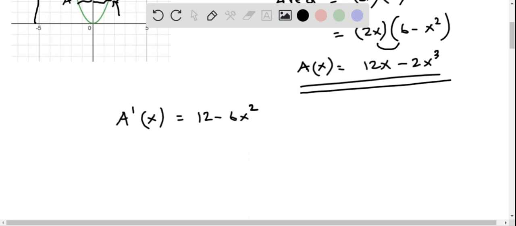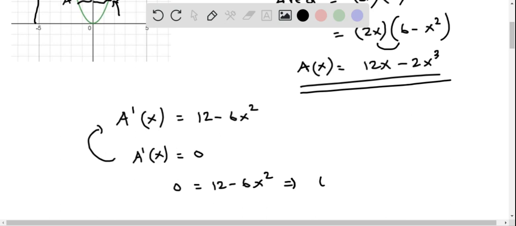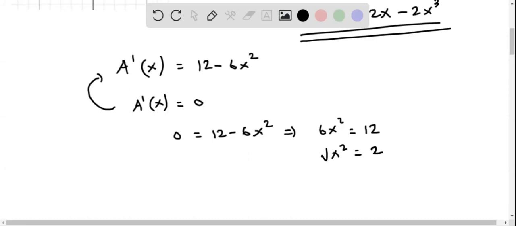And to find the critical numbers, we have to set A prime of x equal to 0. That is, the first derivative equals 0, and then we find the corresponding x. So this becomes 0 equals 12 minus 6x squared, and from this we solve for x. So 6x squared equals 12. Dividing both sides by 6, x squared equals 2. We then take the square root, so we get two values of x, that is x equals plus or minus square root of 2.